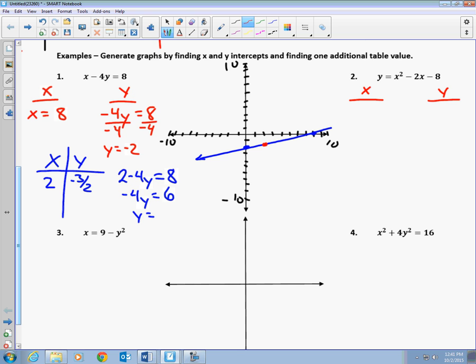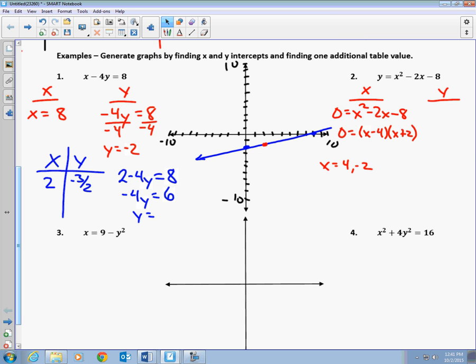X-intercept. Plug in 0 for what? Y. So 0 equals x squared minus 2x minus 8. How do you solve something like that? Factor. So 0 equals x minus 4 and x plus 2. So what are the solutions? So there's 2 intercepts. Okay, let's go to the y.